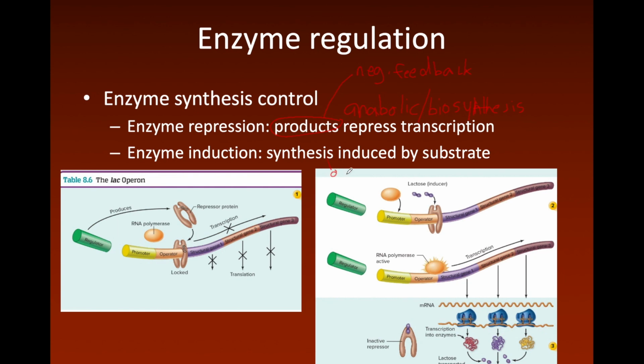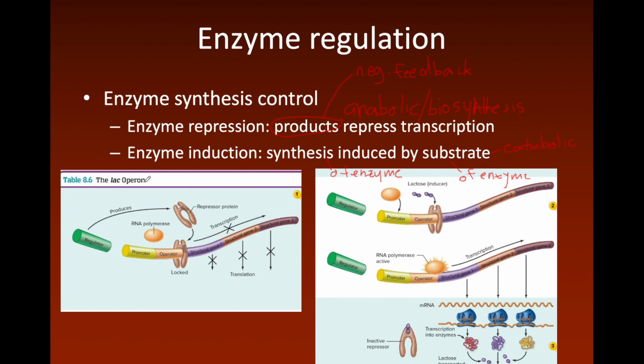Synthesis of the enzyme is induced by the substrate of the enzyme. In other words, when the enzyme is needed because the substrate is present, then the enzyme will be made. These are almost always catabolic pathways or enzymes, right?